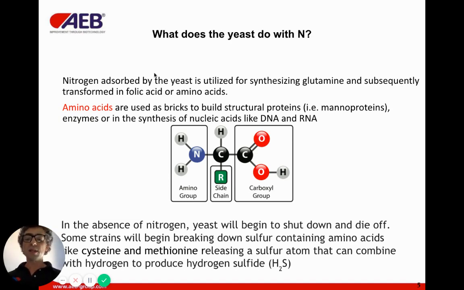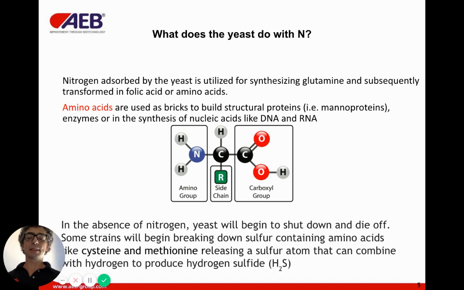What is the yeast doing with this yeast available nitrogen? It is basically building its own structure. The bricks for building are proteins, enzymes, DNA, RNA. Those are all amino acids that need an amino group. So you will need nitrogen for this. Obviously, carbon comes from other sources, but nitrogen will be fed with this yeast available nitrogen that you get in the juice or with addition of nutrients.